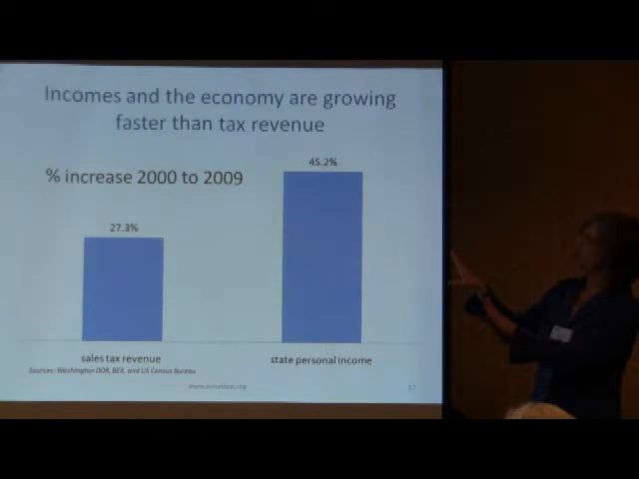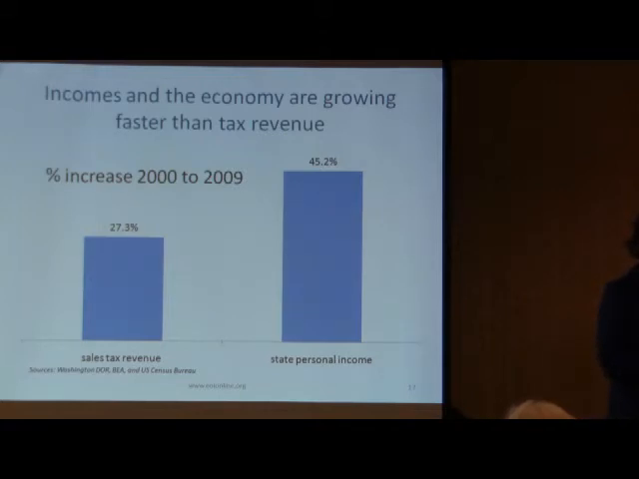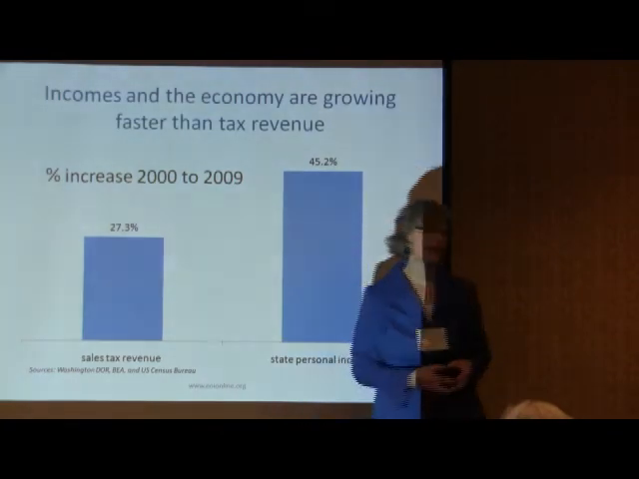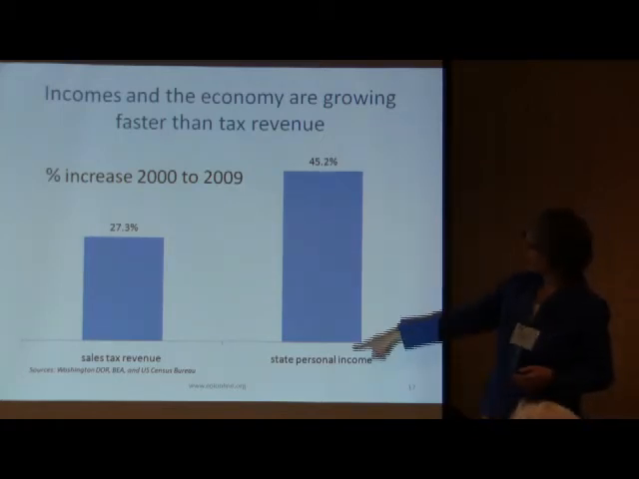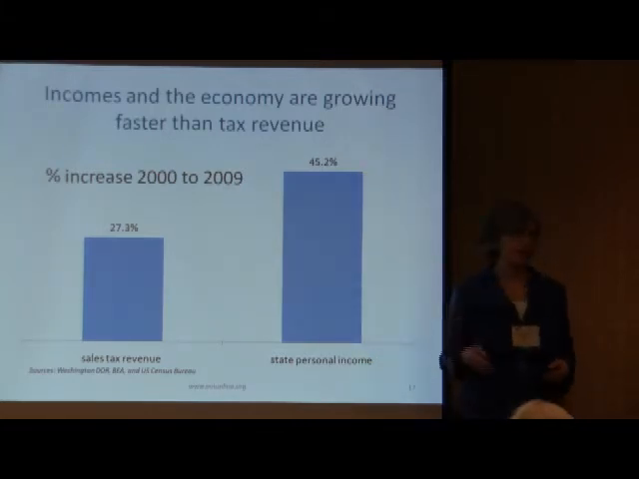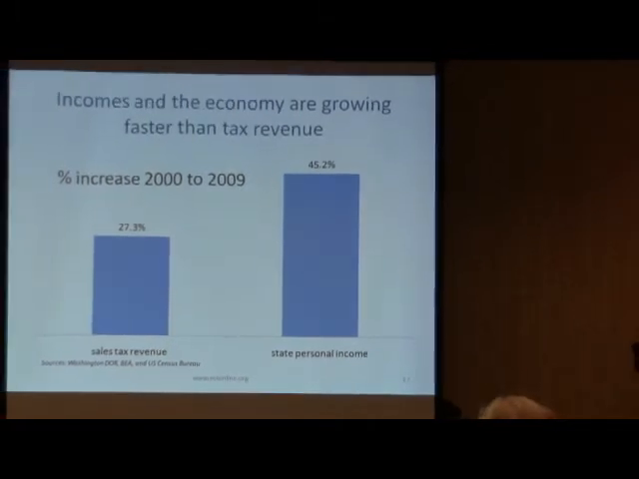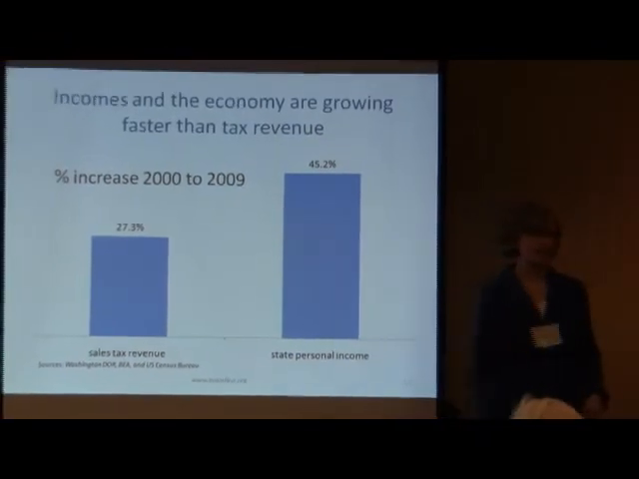This is an attempt to show that our tax revenue stream doesn't grow at the same pace as the economy of the state does. So this first bar here shows the increase in sales tax revenue in Washington state between 2000 and 2009. And this bar here shows the increase in state personal income over the same period of time. And as you can see, state personal income increased a whole lot faster than sales tax revenue. And remember, that's over half of our state general fund revenue.